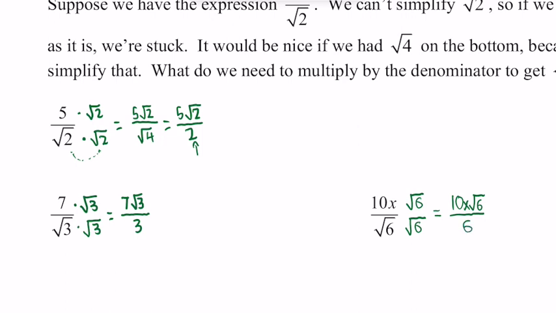Now, unlike our previous examples, after we get rid of the square root in the bottom, we end up with a fraction that we can reduce. 10 and 6 are both divisible by 2. So we divide them both by 2. 10 divided by 2 is 5. 6 divided by 2 is 3. And the rest of our numerator stays just the way it is. So we end up with 5x square root of 6 over 3.